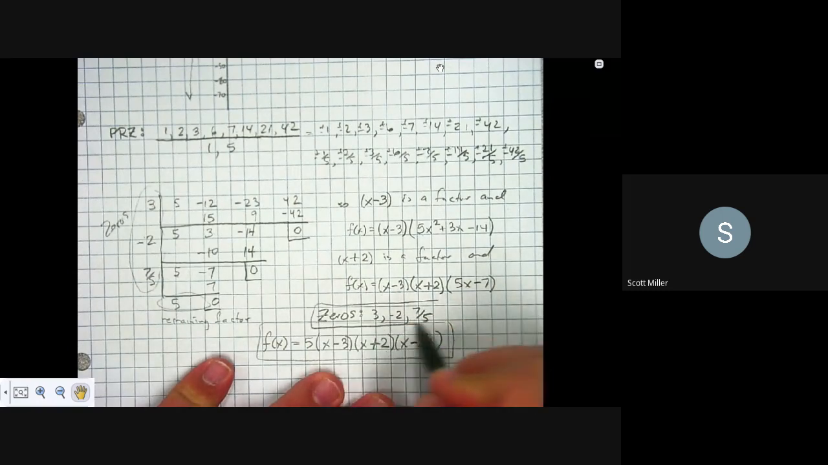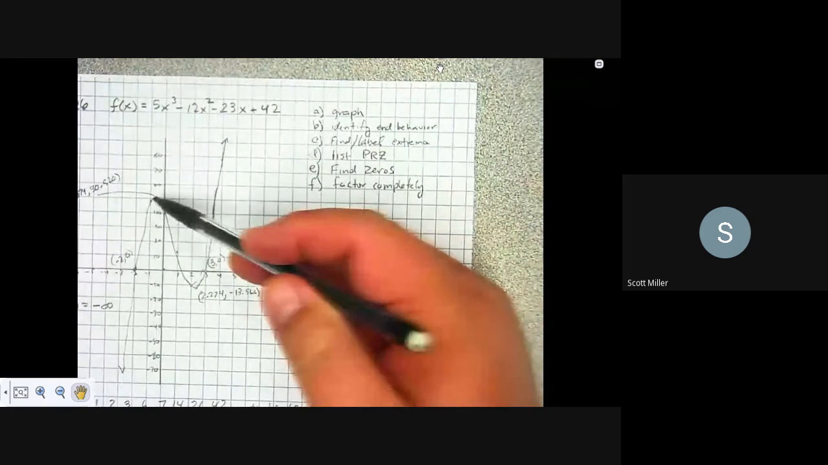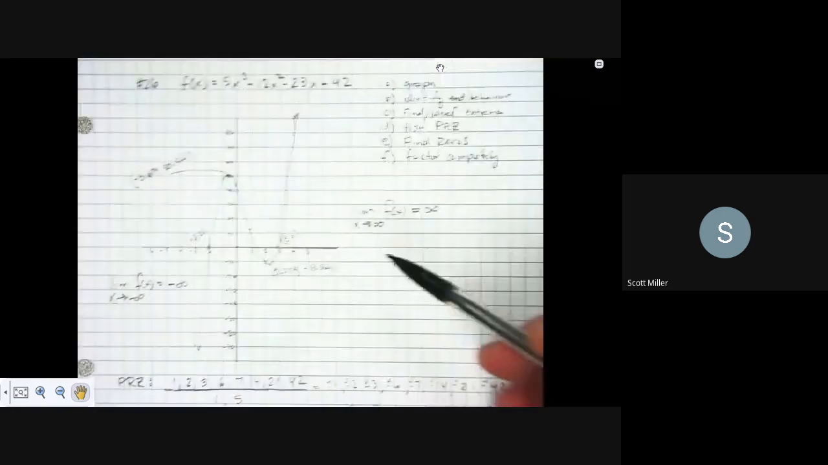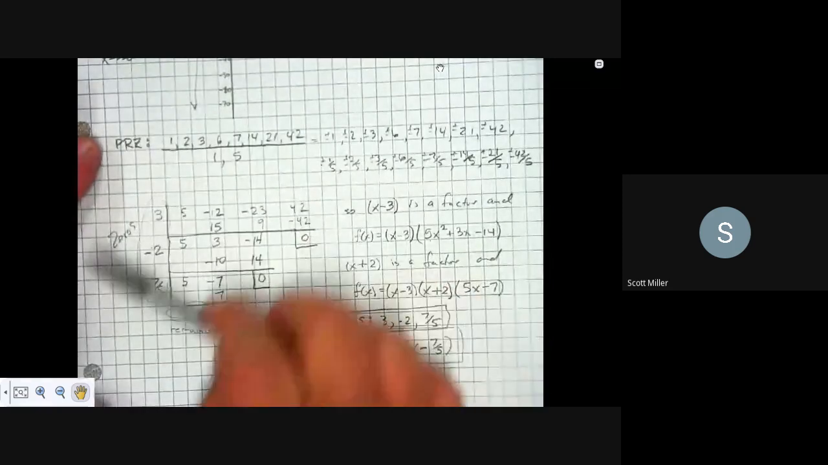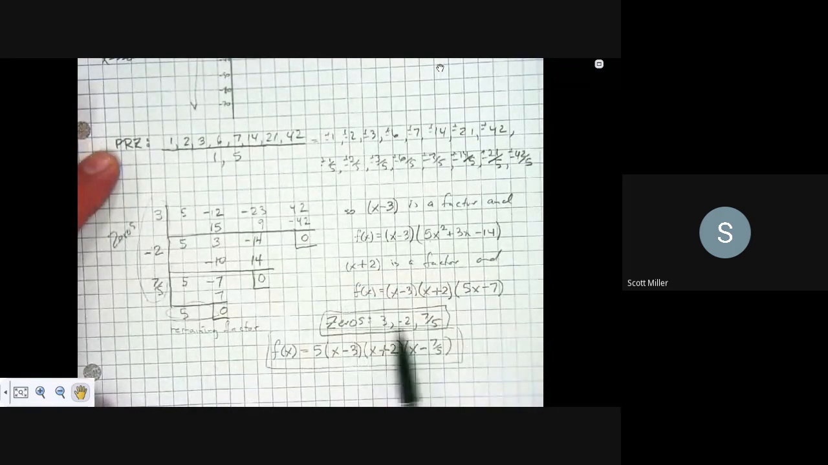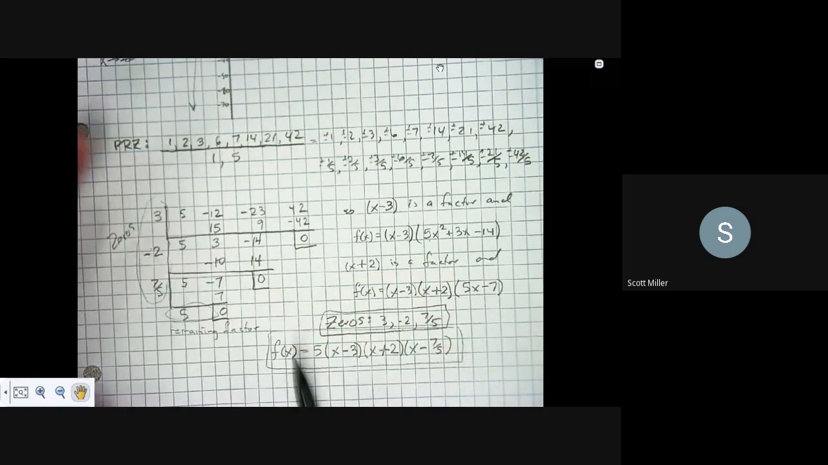And so we have done what will be asked of us on the test. Graph it. Extrema is listed in behavior. Create the possible rational zeros list. Confirm that these are indeed zeros. List the zeros. Write it in completely factored form. This is what will be asked of you on your test as a test question.